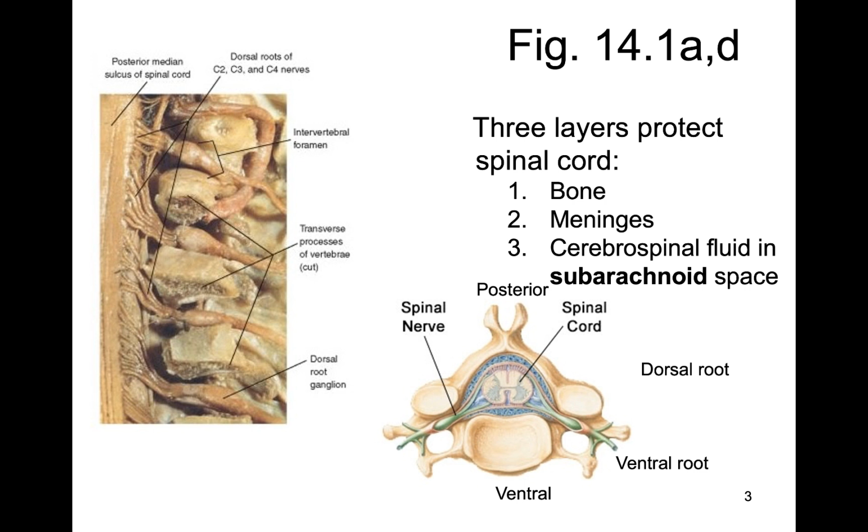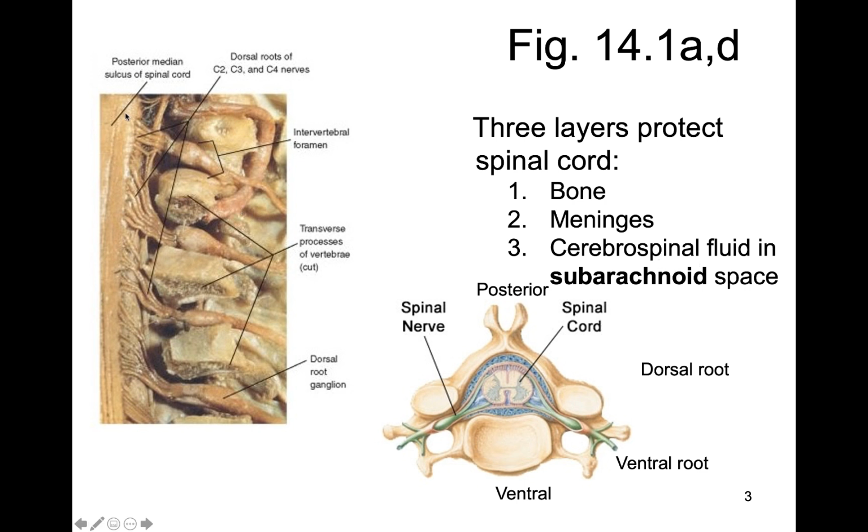So the protection for the spinal cord: we can see one is bone, surrounded by bone. In addition to that, there are meninges. So these are three layers, three meninges. Between those meninges, there is space. It's called subarachnoid space, and that's where the cerebrospinal fluid is. So I'm going to show you this on the next slide, all the meninges and the CSF.